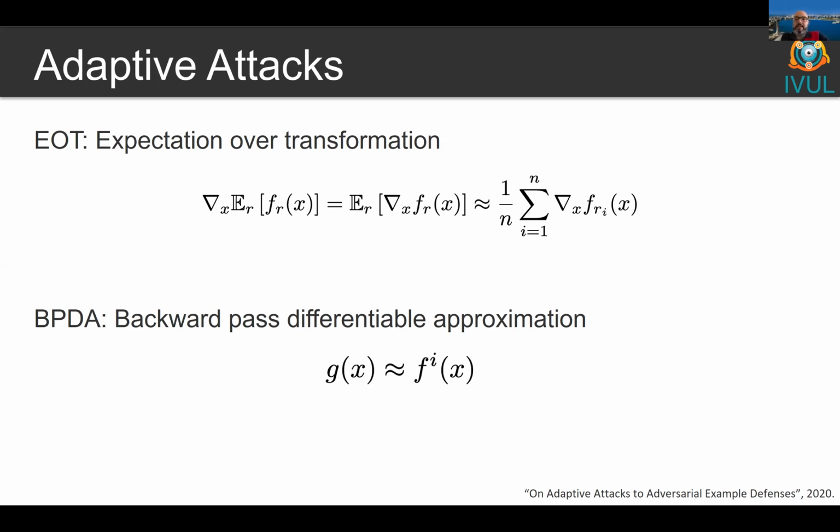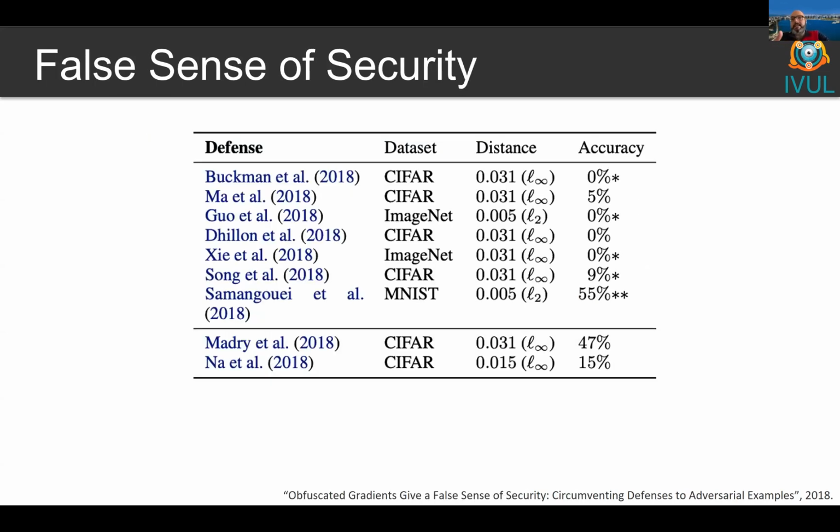You can actually estimate a differentiable network that can approximate this black box, and then you just do regular first-order attacks on it. So basically, what I wanted to say is that these methods that have come up have given us a false sense of security. Okay, and there have been papers on this actually.